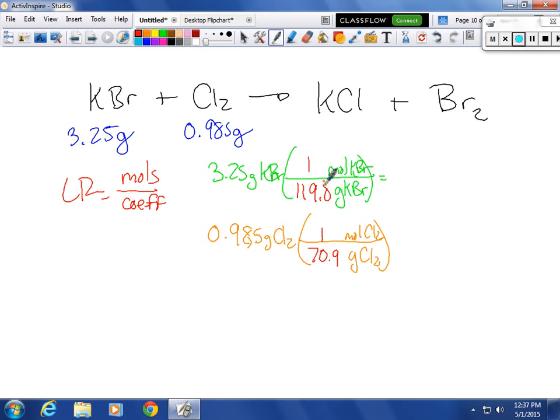Now, can you look at those blue numbers and automatically assume that Cl2 is going to be the limiting reactant because it's the least? It's significantly less, right? So do you think it has a high chance of being the LR? Let's find out and see.